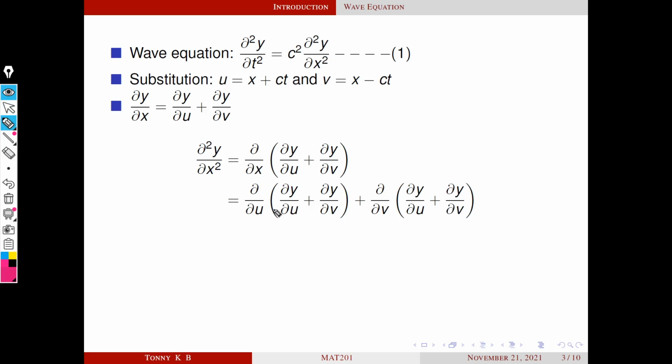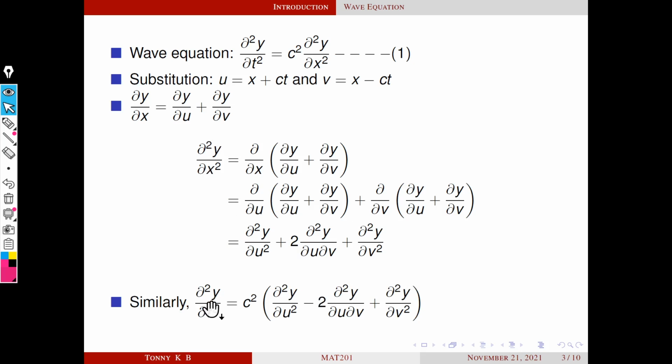Next you can expand this bracket. That means the first term is ∂²y/∂u², and this is ∂²y/∂u∂v, etc. Combining the similar terms, this expression becomes ∂²y/∂u² + 2 ∂²y/∂u∂v + ∂²y/∂v². So this is our ∂²y/∂x².